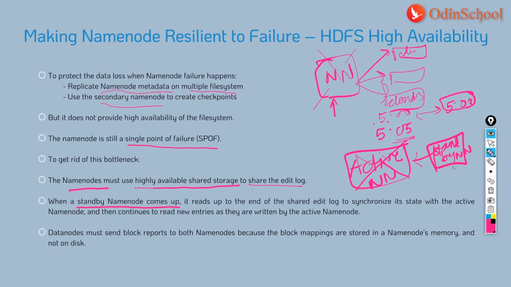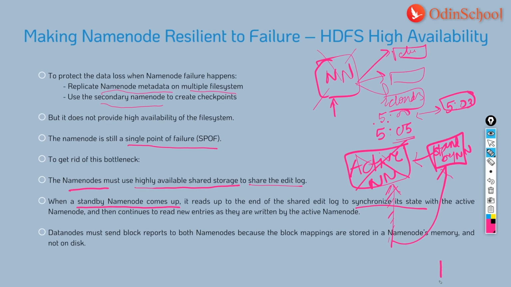So it will have up to date information about the edit log, because it is shared with it, and it can try to synchronize its state with the active name node. Then you just need to redirect your clients to route to the standby name node rather than the active name node. So the client will read data from the standby name node, and the standby would be nothing but your new active now.